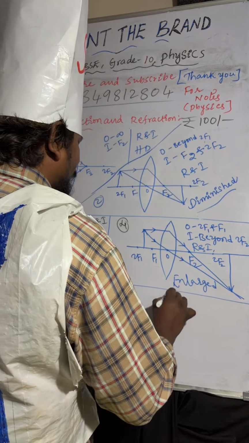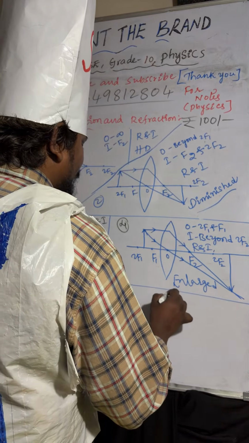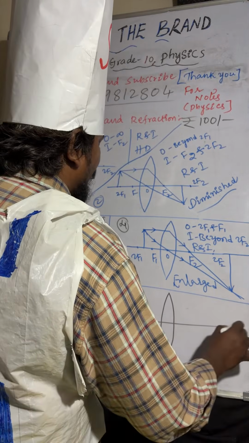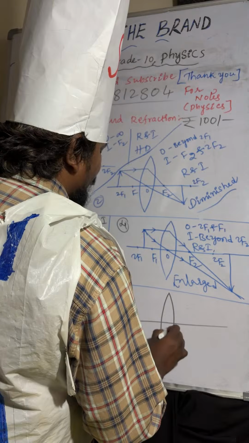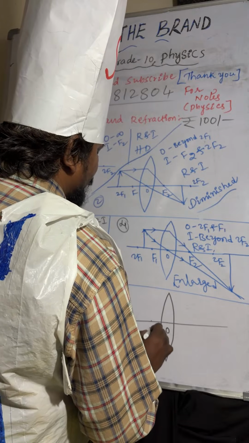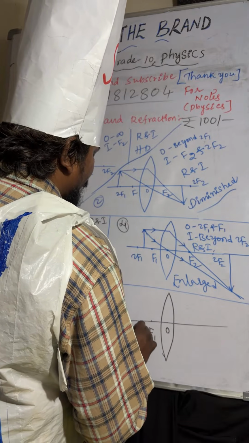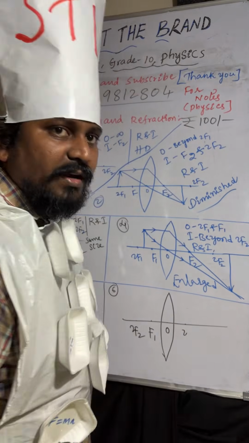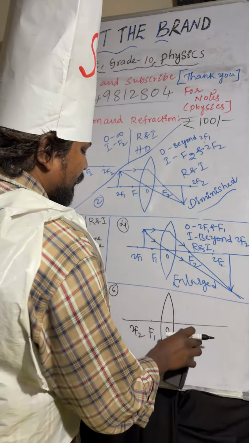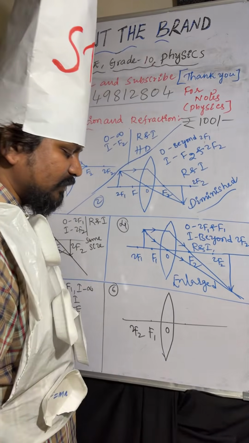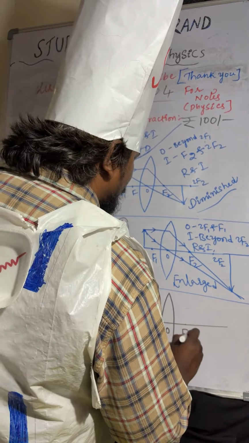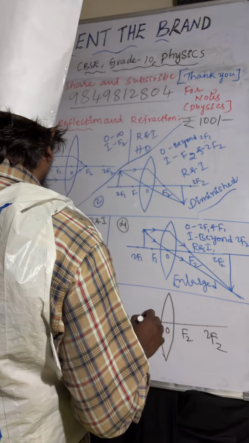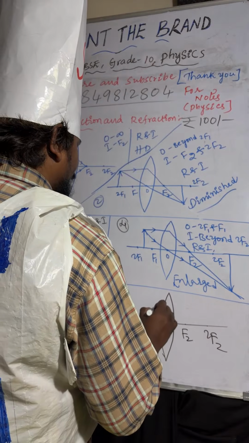So coming to the sixth one. So sixth one I am taking here. So optic center, F1, 2F1, F2, 2F2. Yes or no? Object is placed between F1 and O.